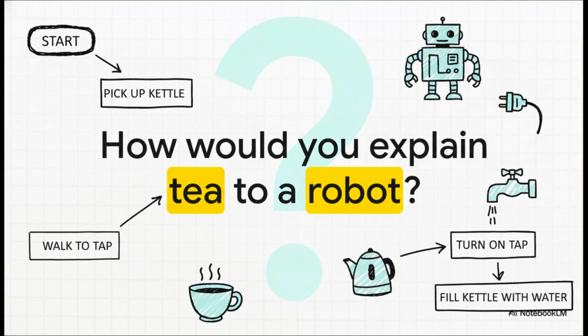Okay, let's try a little thought experiment. Imagine you have to explain how to make a cup of tea to a robot. And this robot has literally zero clue what a kitchen is. You can't just say, hey, make me some tea. No way. You'd have to say, pick up the kettle with your right hand, walk 3 steps forward, turn left. You see? Every single tiny detail has to be spelled out. That's exactly how computers think.